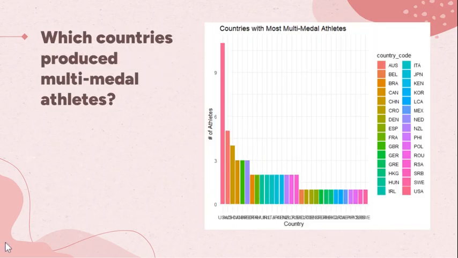Which countries produced multi-medal athletes? Here I looked at which countries had athletes who earned more than one medal. Australia came out on top, likely because of swimming, where one athlete can compete in several events, also similar to track and field. It's a great way to measure not just depth of talent, but individual consistency.